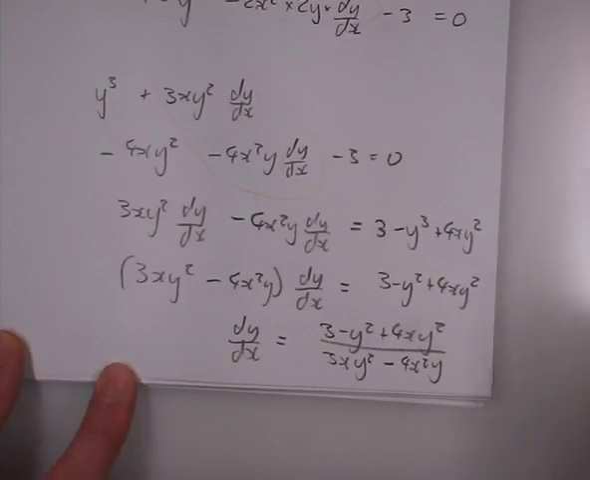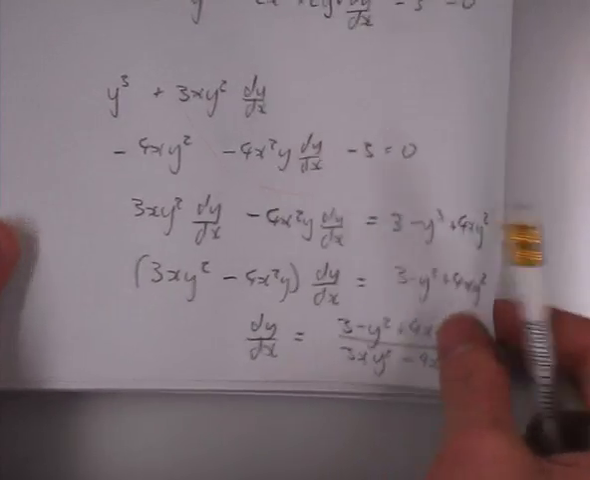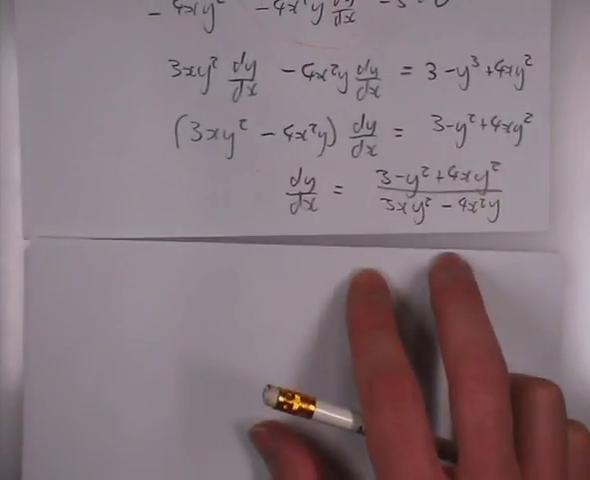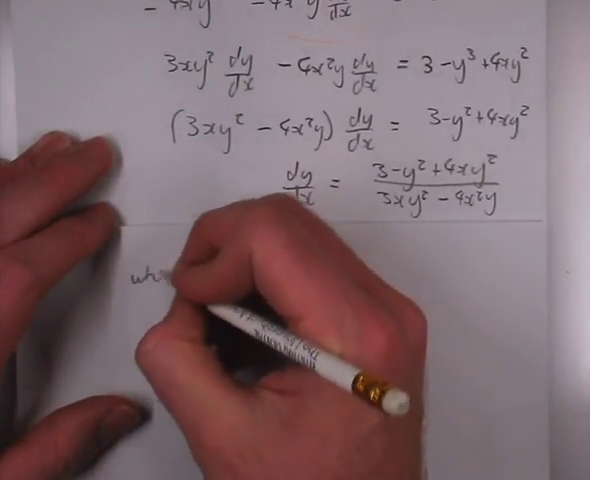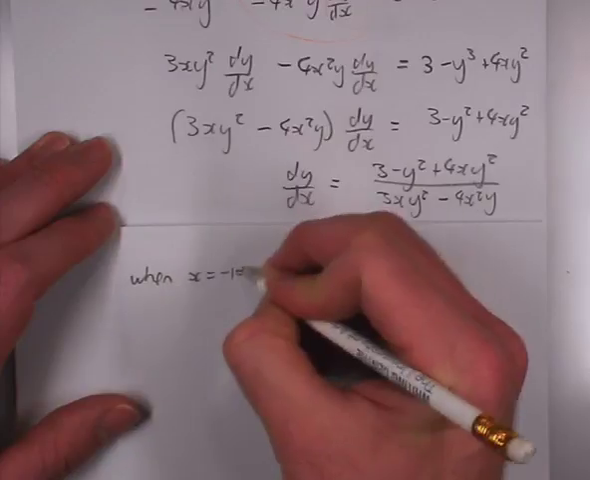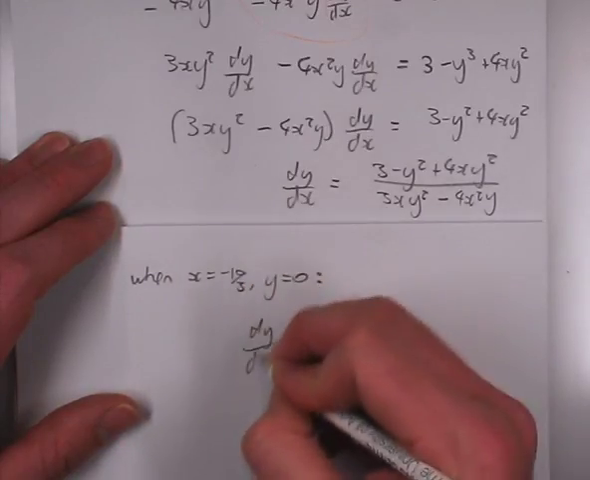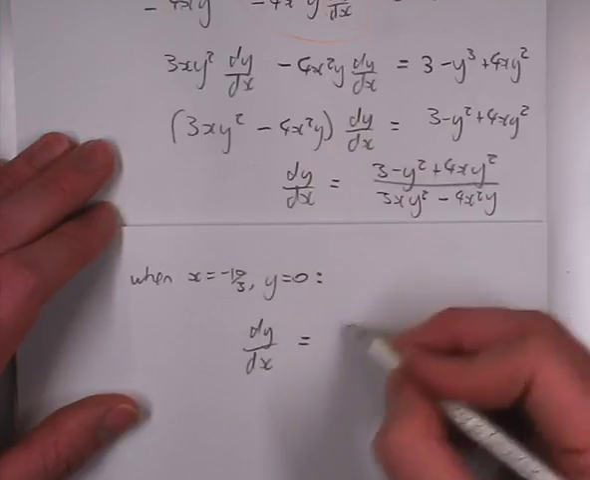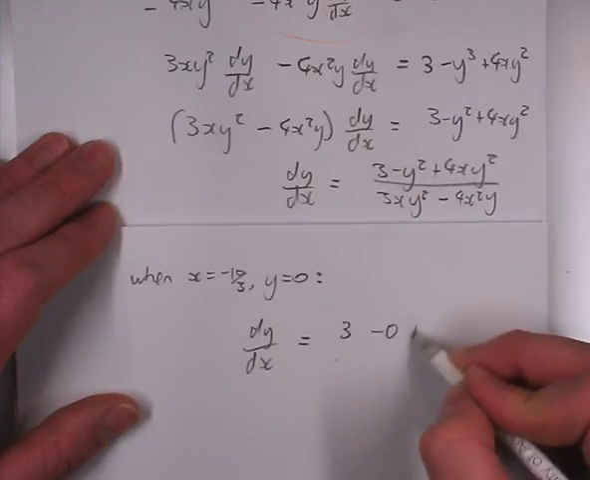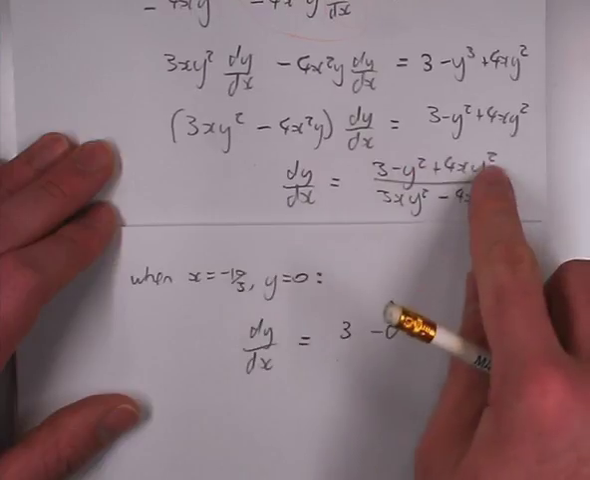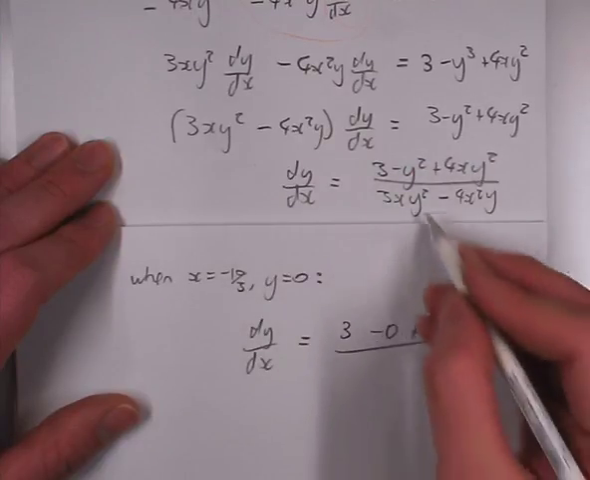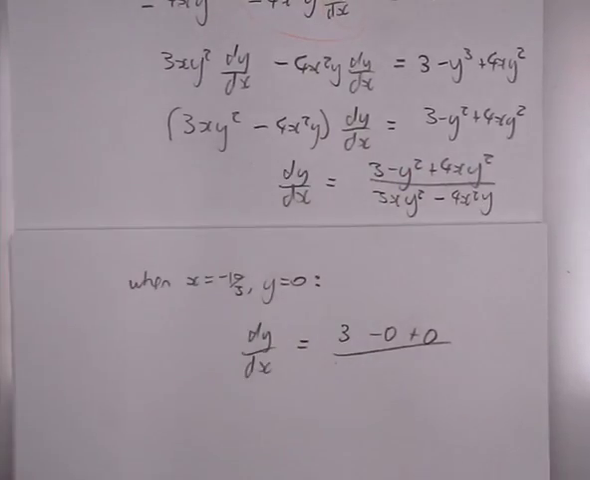Okay, cool. And so now I know that when x is minus 10 on 3 and y is 0, dy on dx will be 3 minus 0 plus 0, because there's y's in that. And they're both 0, so it doesn't actually exist at that point.